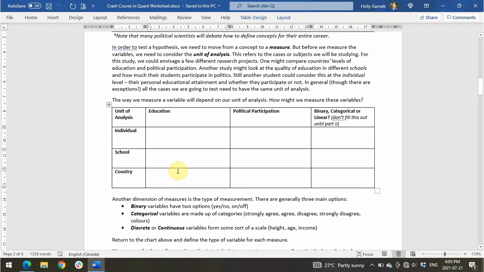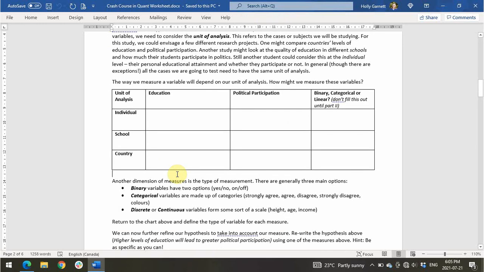Another dimension of measurement is the type of measurement we're doing. So there's generally 3 options. There are more, but we're doing a crash course, so it's just going to be 3 today. Binary variables, so that's the 2 options, yes, no, on or off. Went to high school, didn't go to high school, for example. Voted, didn't vote.